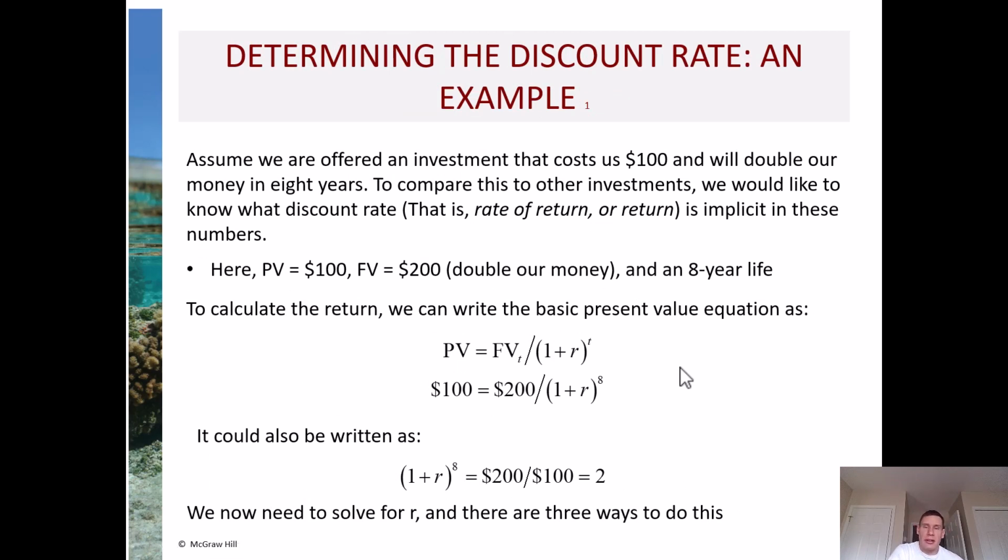Assume we're offered an investment that costs us $100 and will double our money in 8 years. So we're going to go to $200: present value 100, future value 200. To compare this to other investments, we would like to know what discount rate, that is, the rate of return, is implicit in these numbers. To calculate the return, we can write out the equation again: 100 equals 200 over (1 + r), where r is what we're trying to figure out, and then it's 8 time periods, so to the power of 8. You could also write it as (1 + r)^8 is 200 over 100, which equals 2. That's the reciprocal kicking in again.